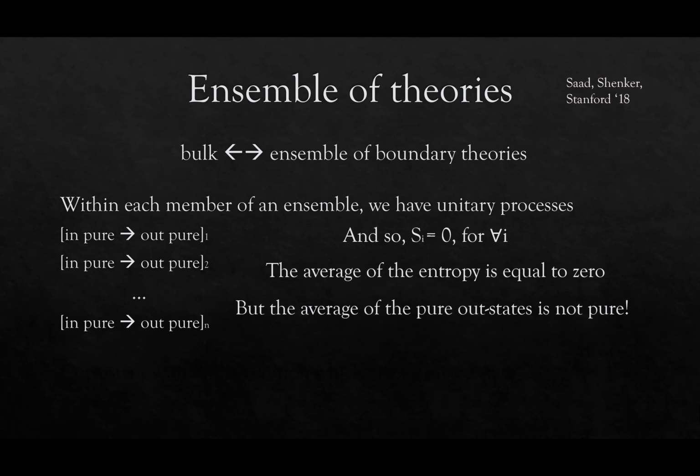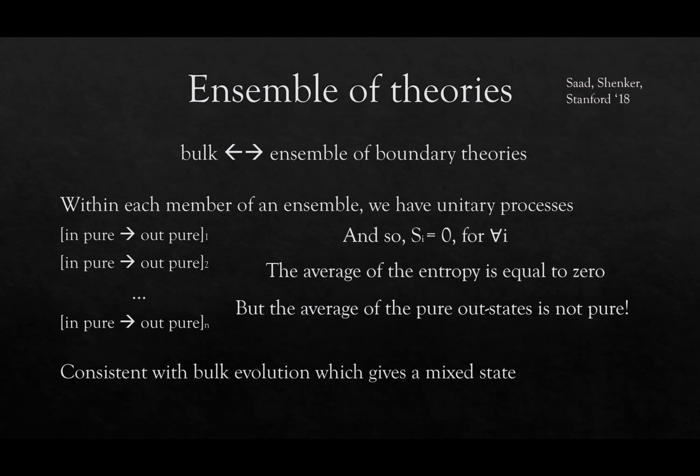However, if we take an average of the pure out states, we would not get a pure state. We would get a mixed state by definition, basically. And that would actually be consistent with the bulk evolution, which would give a mixed state as well. So we would have mixed to mixed state, and that would be okay. There would be no loss of unitarity within each of these CFTs, because we're just taking their average and then evolving that average. And the average, of course, is not going to evolve unitarily. So this would be consistent with the bulk evolution.